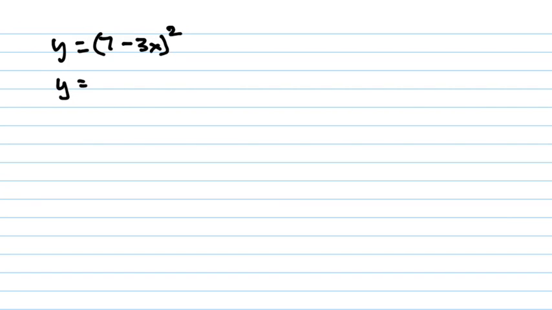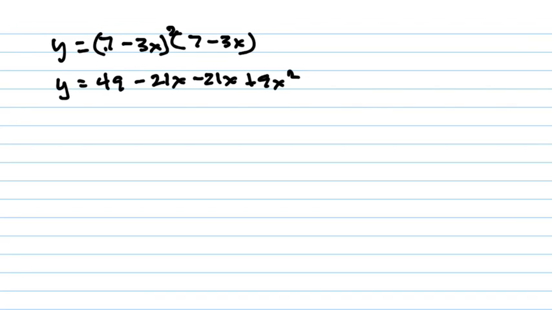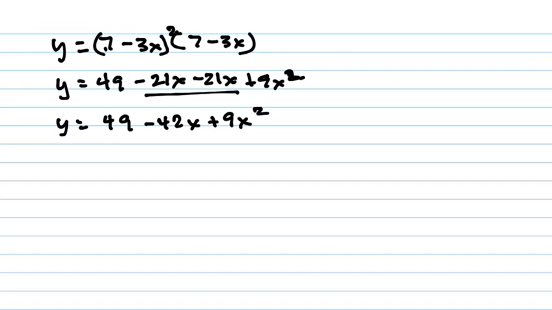So that's the same as y equals what? 49 minus 21x minus another 21x plus 9x squared. Combine your like terms. Y equals 49 minus 42x plus 9x squared. Oh, that's ugly.